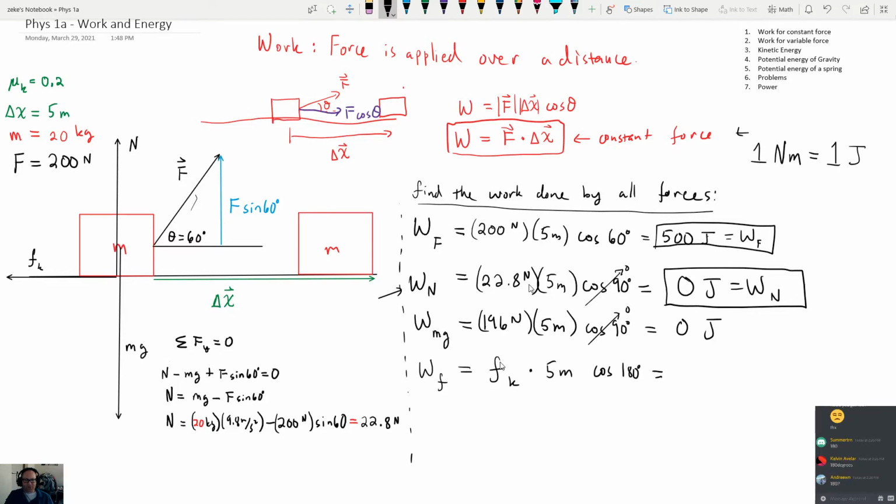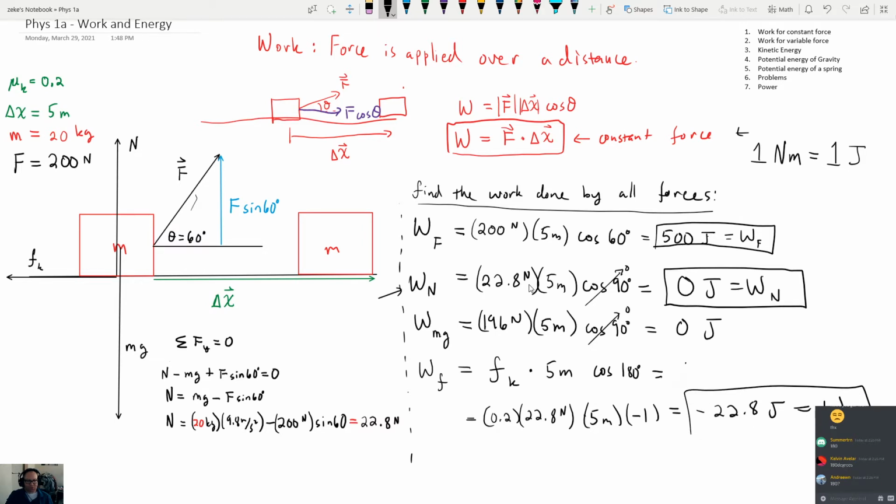Now we also need to plug the friction force in here, and the friction force is going to be equal to mu k, which I said was equal to 0.2 in this problem, multiplied by the normal force, which we calculated here. And then cosine 180 is -1. And so if you multiply all that together, 5 times 0.2 is 1, because 0.2 is 1/5. So this is going to be equal to negative 22.8 joules. That's equal to the work done by the friction force.